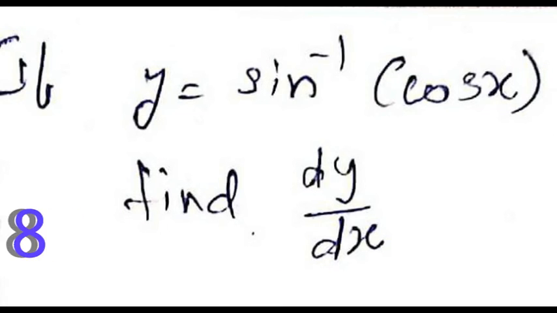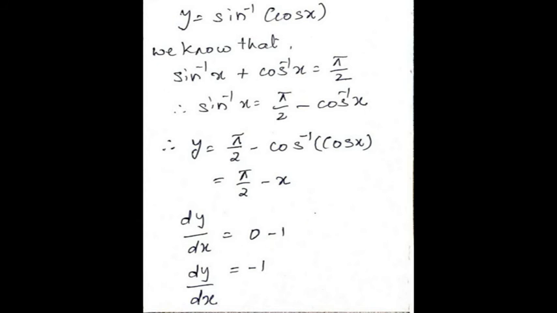If y is equal to sin inverse cos x, find dy by dx. We know that sin inverse x plus cos inverse x is equal to pi by 2. Therefore, sin inverse x is equal to pi by 2 minus cos inverse x. Therefore, y is equal to pi by 2 minus x. Taking the derivative, we get minus 1.